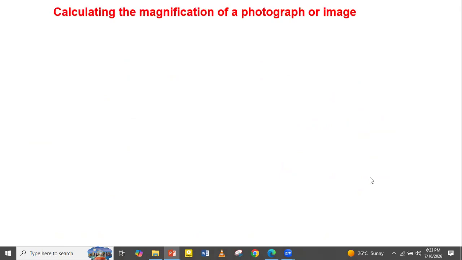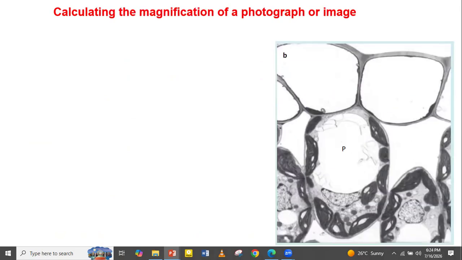So we are going to look at calculating magnification of a photograph or an image. You'll be given photographs in your papers. Assuming I have such a photograph, this photograph was taken from a microscope, and a photograph taken from a microscope is called a micrograph. You will find such terms being used. This is the spelling of the word micrograph. So a micrograph is simply a photograph from a microscope.